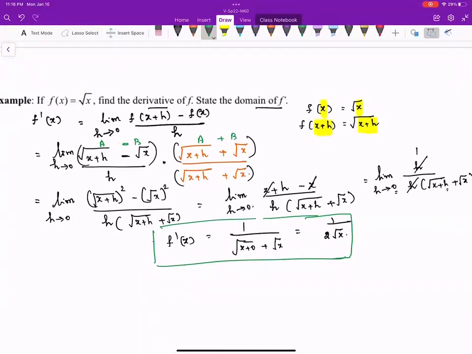This problem is also asking for the derivative of f, the domain of the function and its derivative. So the domain of f. f is root of x. f prime is 1 over 2 root of x. Right?